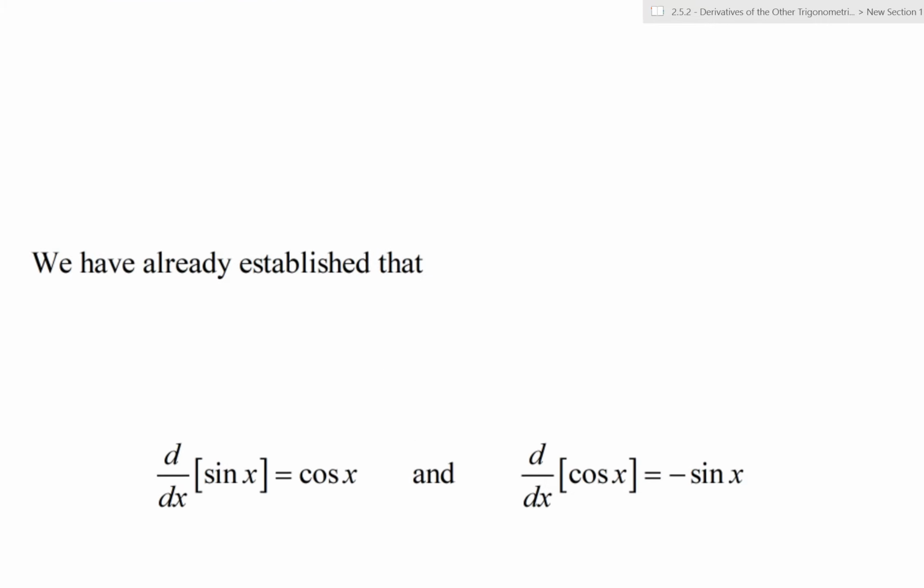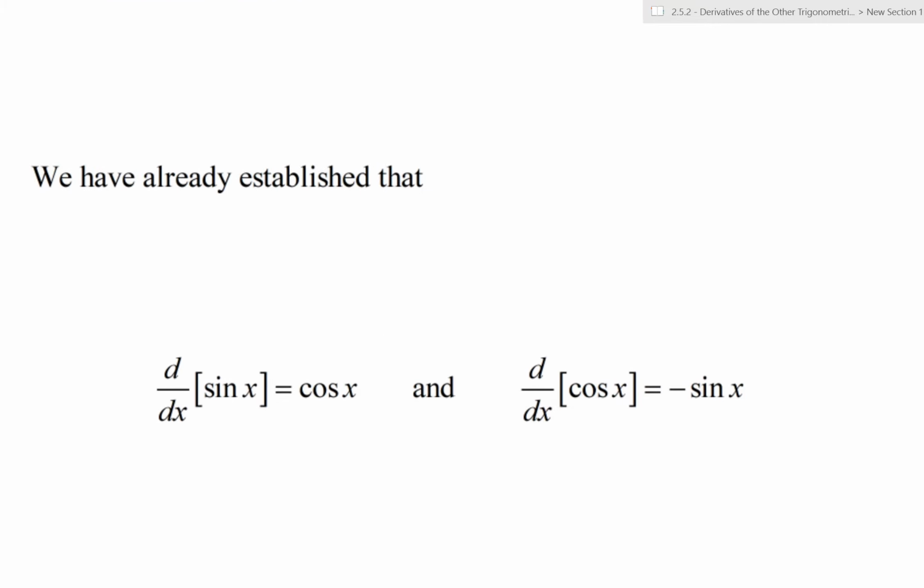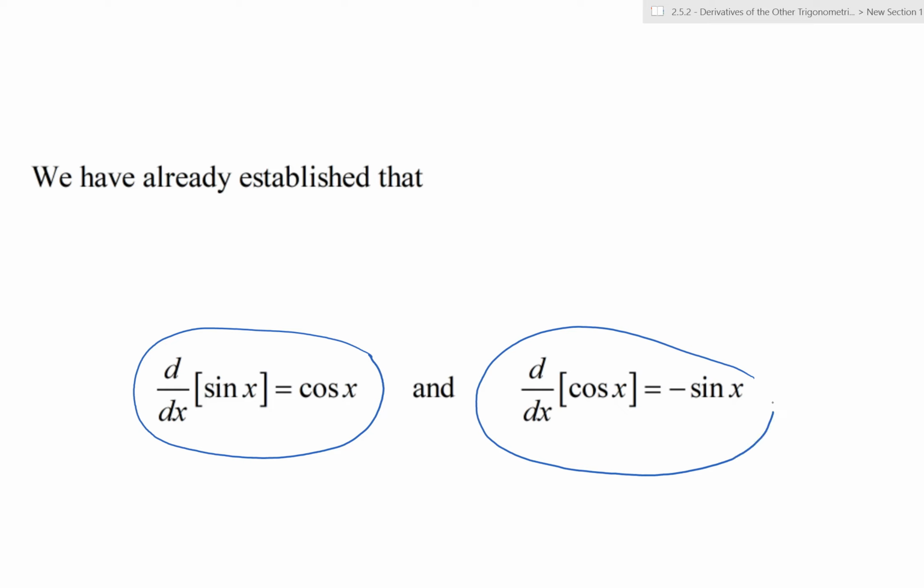All right, so like I said, we already established these two derivatives in the previous video. The derivative with respect to x of sine of x is the cosine of x function, and the derivative of the cosine of x with respect to x is the negative sine function here. So we got those established. What we're going to do is use those results to come up with the derivatives of the tangent function, the secant function, the cosecant function, and the cotangent function.